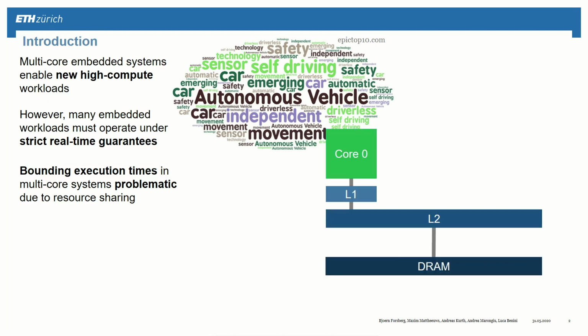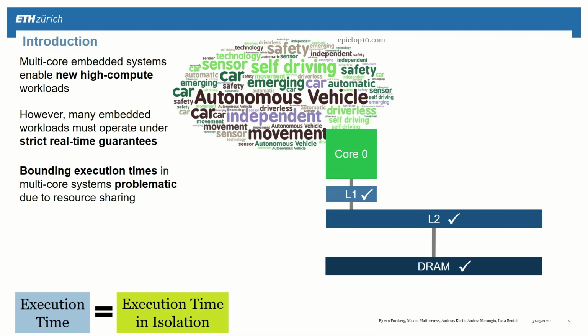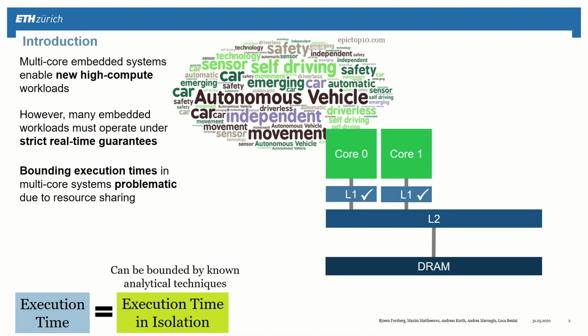In the single-core case, we knew the latencies of every single part of an access to every single part of the memory hierarchy, and we could compute every execution time in isolation using known analytical techniques. However, as soon as we add another core to the system, we have to differentiate between private and shared memory. The private memory still has this property, but as soon as we go into the shared memory, we have the problem that two cores can cause interference to each other, increasing the latencies.